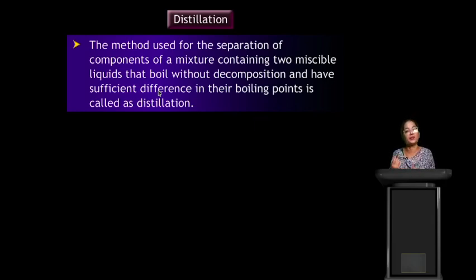So this is a method of separation of components of a mixture of miscible liquids. Two liquids are used here, and there is a difference in the boiling point. So this method is called the distillation method.